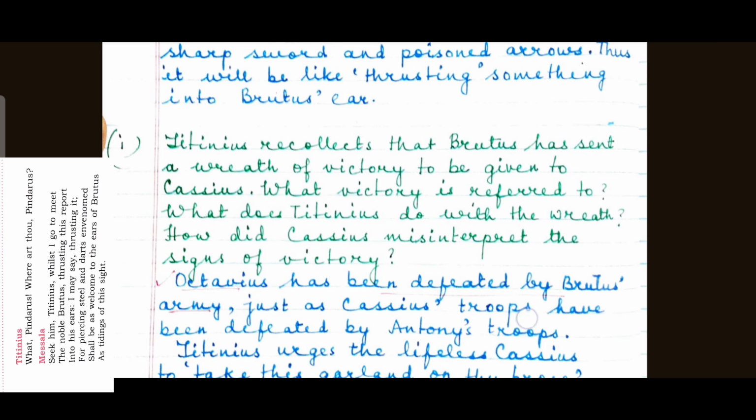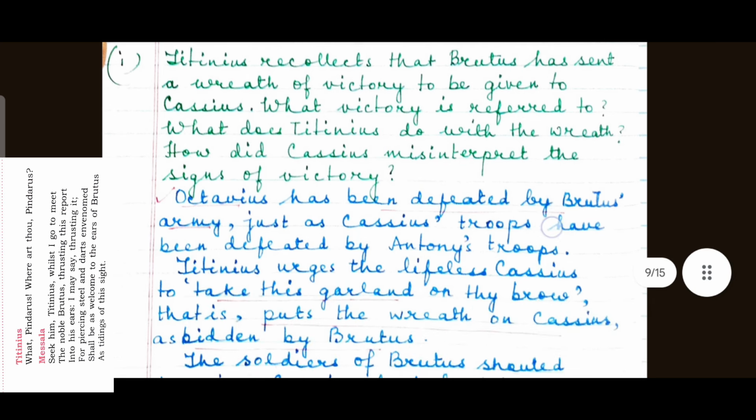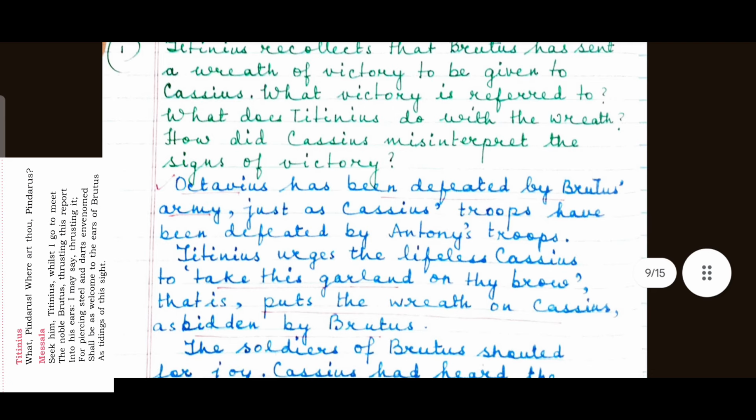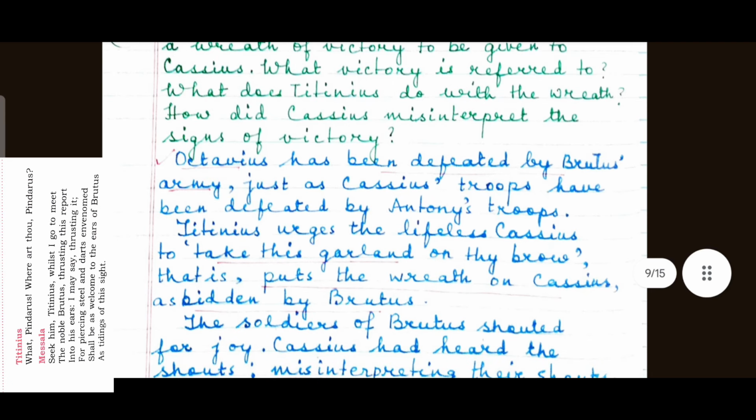Titinius recollects that Brutus has sent a wreath of victory to be given to Cassius. What victory is referred to? Octavius has been defeated by Brutus's army, just as Cassius's troops have been defeated by Antony's troops. What does Titinius do with the wreath? Titinius urges the lifeless Cassius to take this garland on thy brow. That is, he puts the wreath on Cassius as bidden by Brutus.